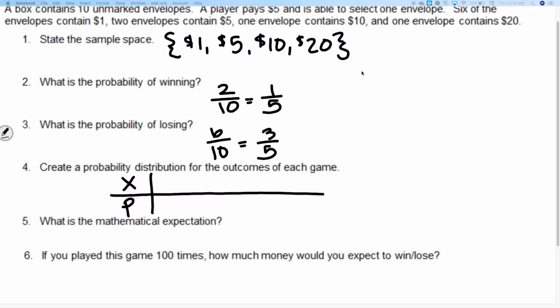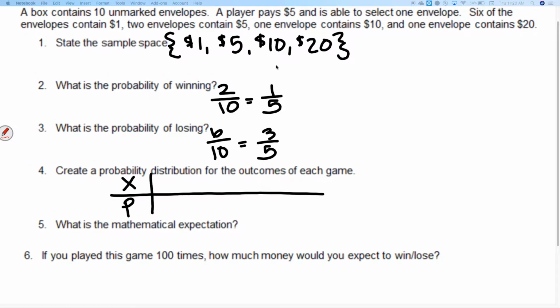Okay, so I'm going to go ahead and debrief on this envelope game here. Most people did a great job with sample space, just all the possibilities within the envelopes. There's $1 bills, $5 bills, $10 bills, and $20 bills, so list those out. The probability of winning: some people asked me, and I heard good conversations among the groups, what do you actually consider winning in this case?